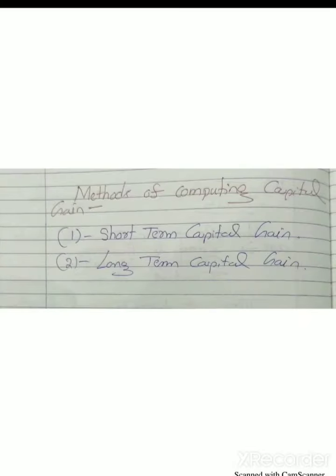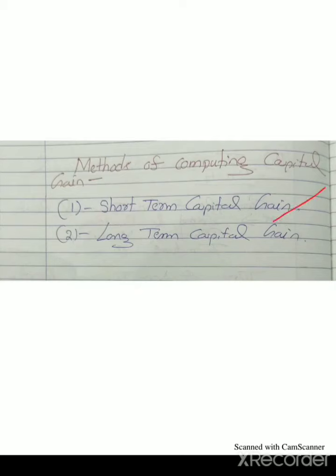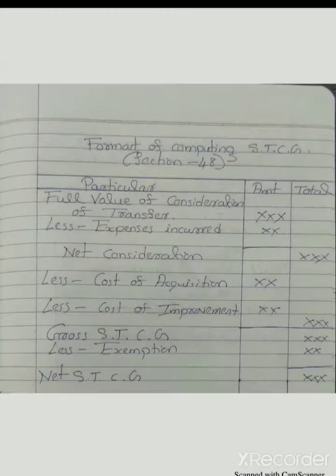Then the method of computing capital gain. If the assessee sells a short-term capital asset and makes a gain, it is calculated under the head of short-term capital gain. If the assessee sells a long-term capital asset and earns income, that is calculated under the head of long-term capital gain.